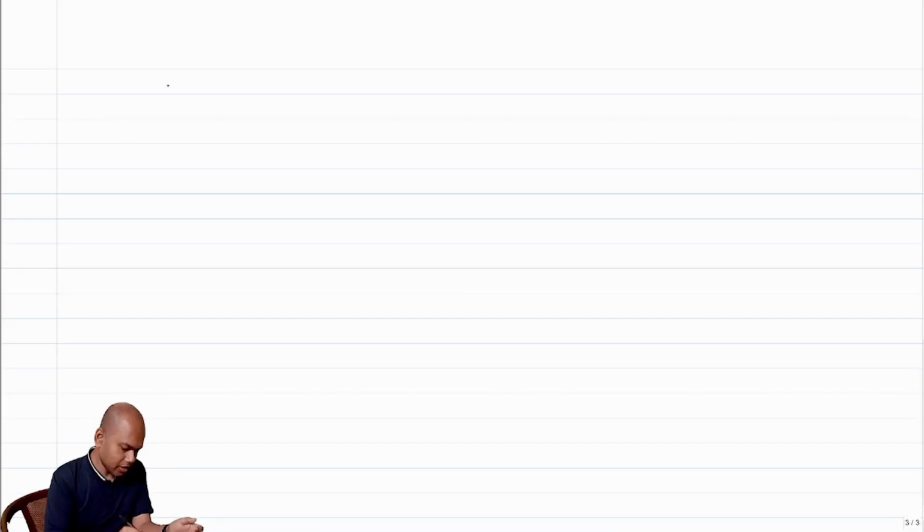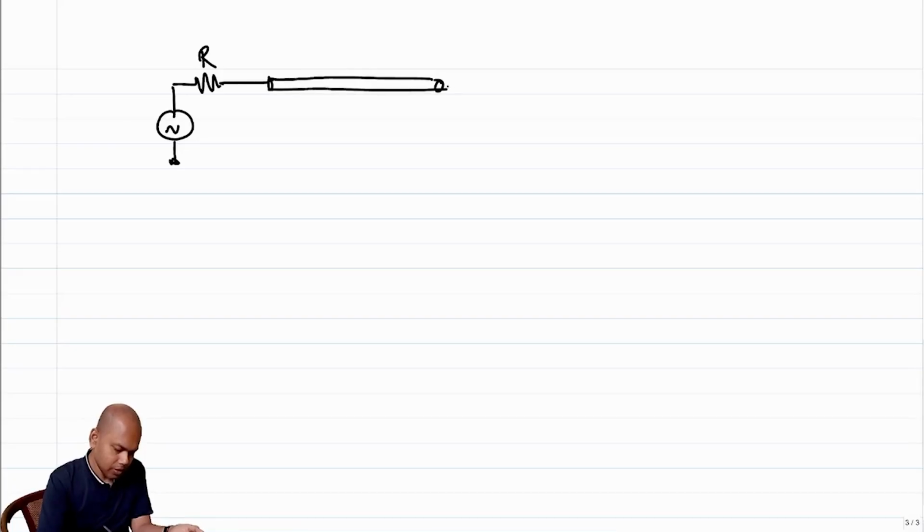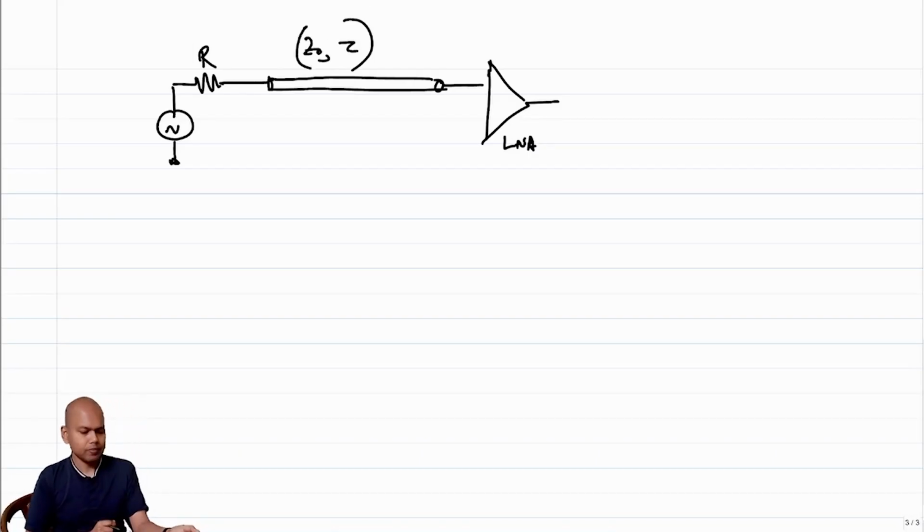Okay, so let's try to look at it. So we have an antenna and you have a long transmission line, and the antenna, again, just like before, we will model it as some source and some resistance R, and you have a long line, and maybe we have an amplifier. Okay, this is a long line, Z naught and tau. Tau is the time delay.